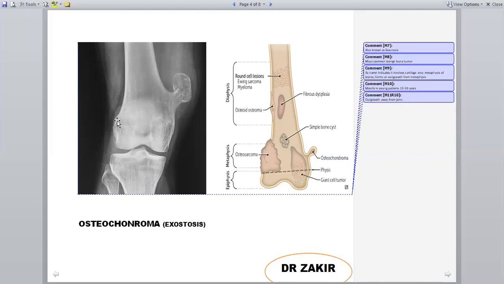As the name indicates, osteochondroma, chondroma means cartilage, so it is a bony tumor involving the cartilage, especially in the metaphyseal area. The age of involvement is 10 to 20 years, mostly in young patients. The treatment of osteochondroma is resection. It can be one osteochondroma in the body or multiple osteochondromas at the same time.